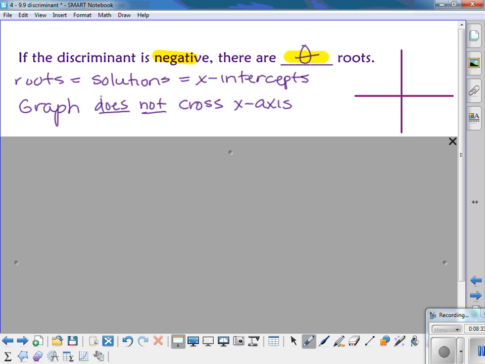So when we graph x squared graphs, you get what's called a parabola. So it looks something like that. So if the discriminant was negative, it means my graph is either up in the air above the x-axis, or it could also be down here below the x-axis. But either way, it's not crossing the x-axis at all.